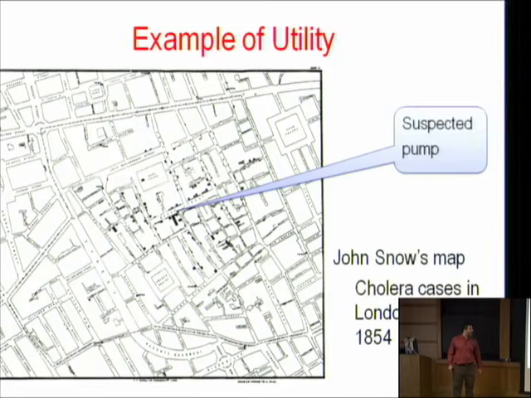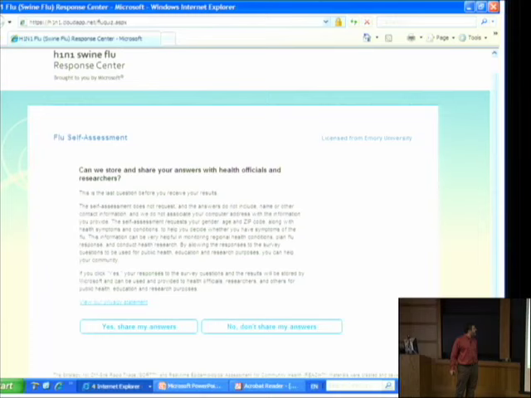And if you want a more modern version of this issue, here there is a website that tells you whether you have the swine flu or not. You answer lots of questions, and in the end you're asked whether you agree that it will be used by health officials and researchers, and you can agree or disagree, decline or accept, and again they promise you that they're going to keep it private. So how do you keep individual information private while still maintaining utility? Is it possible at all?